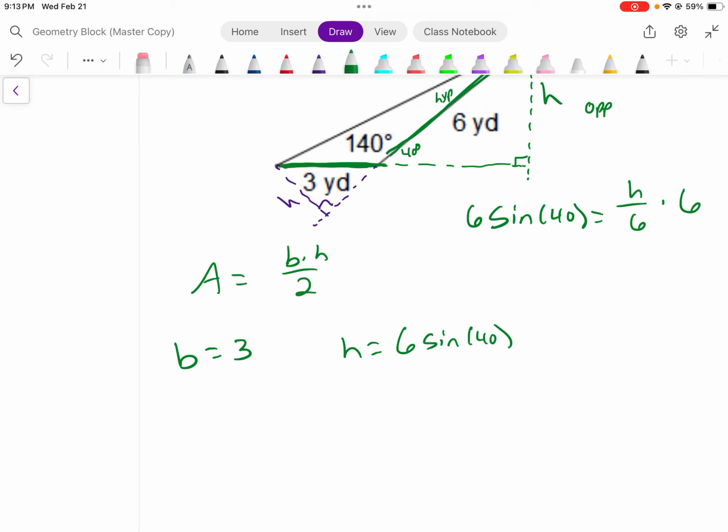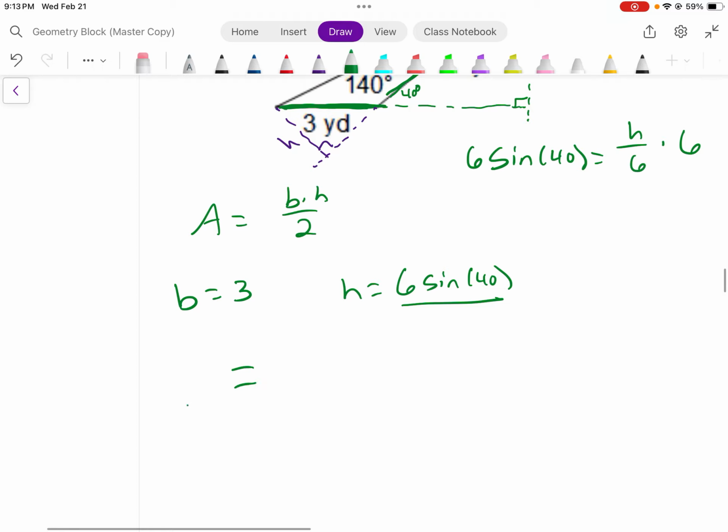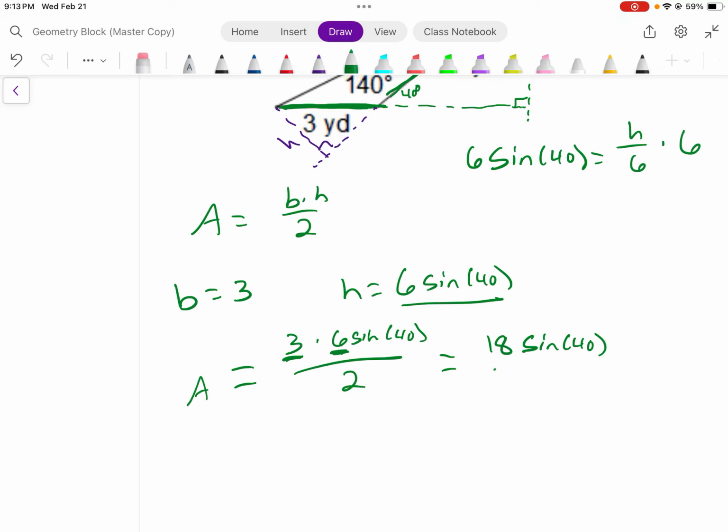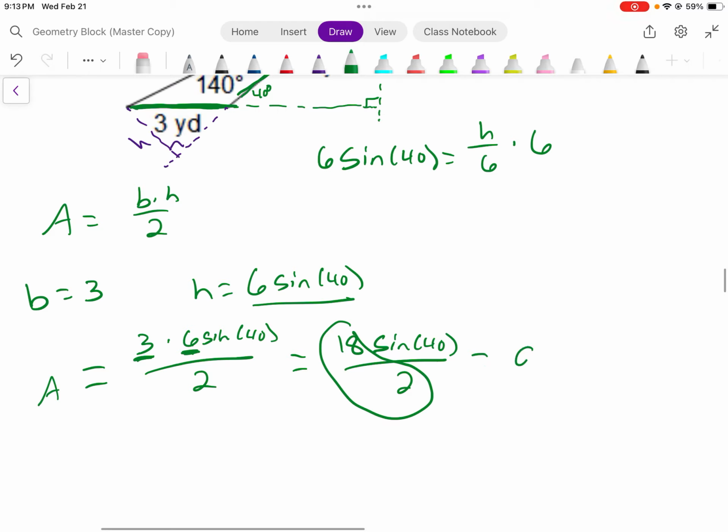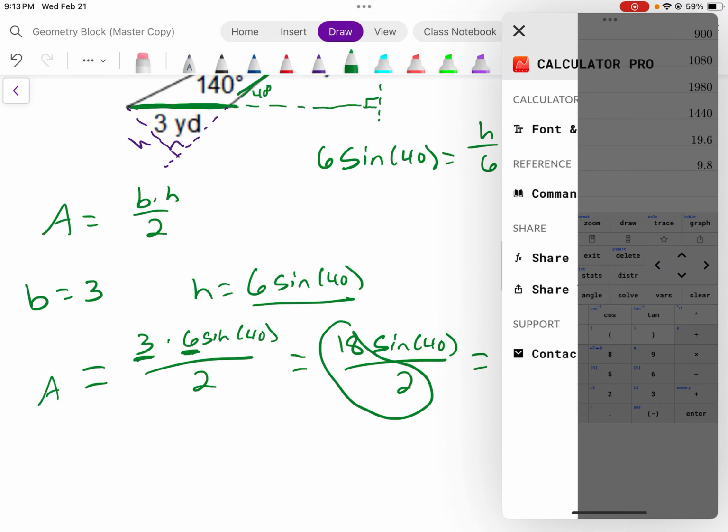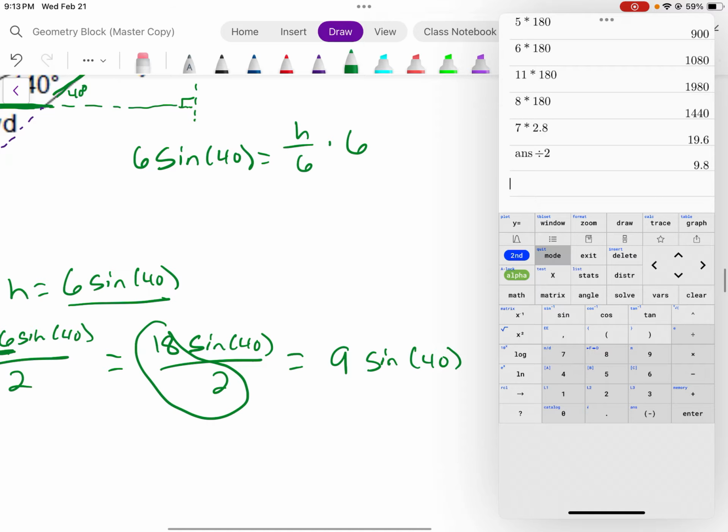So now I know my base. You gotta remember, that is a number. I do know my height. We are now plugging it in. So area is equal to 3 times 6 sine of 40 divided by 2. Now when I multiply these things, I just multiply the numbers out front. That'd be 18 sine of 40. And again, I can simplify there as well. 9 sine of 40 would be the area. That's what I'm going to plug in.